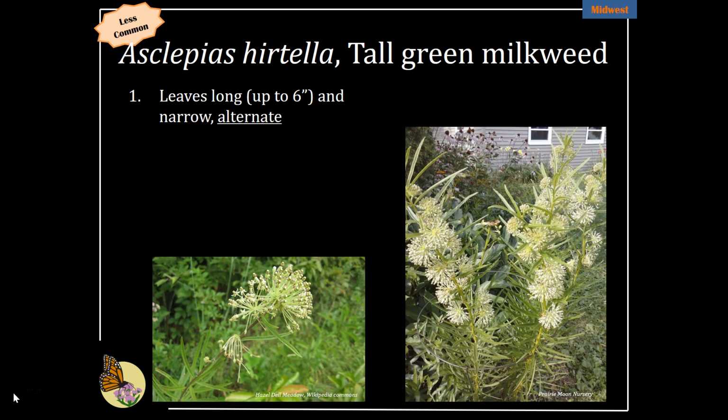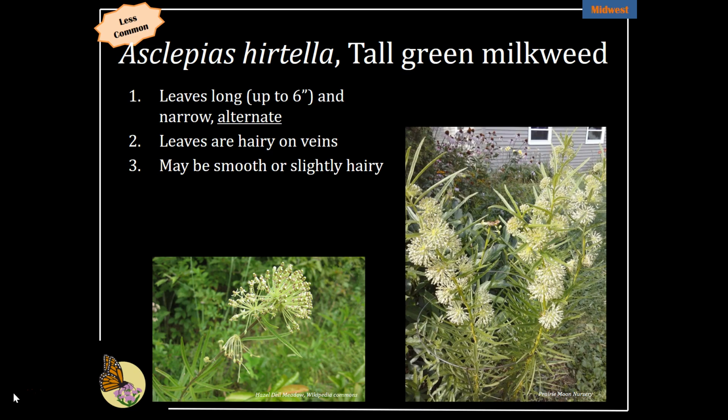Asclepias hirtella, or tall green milkweed, is also highly conservative. It has long, narrow leaves, up to 6 inches long. They alternate on the stem, and they have hairy veins. The rest of the leaf and stem may be smooth or slightly hairy, and they have whitish umbels originating at the leaf axils in the middle and the upper leaves. The whole plant may reach 3 feet tall, and it's found in sunny, mostly dry habitats.